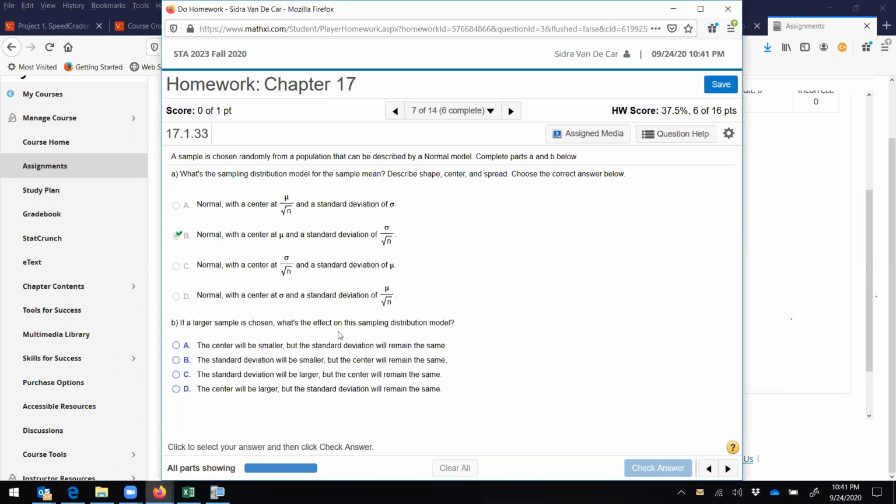If a larger sample is chosen, what is the effect on the sampling distribution model? The center will remain the same. But because the sample size is bigger, that's going to affect the standard deviation. This will be a bigger number down here, and I'm dividing by a bigger number. So the standard deviation will get smaller.